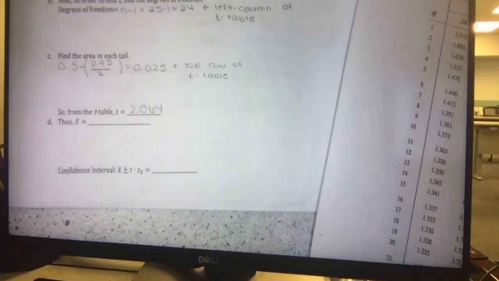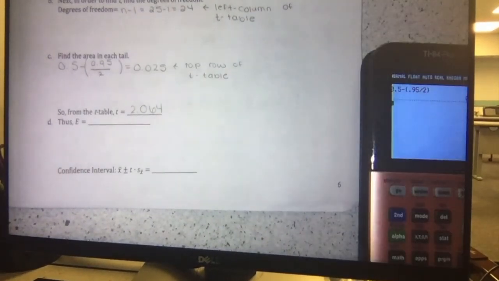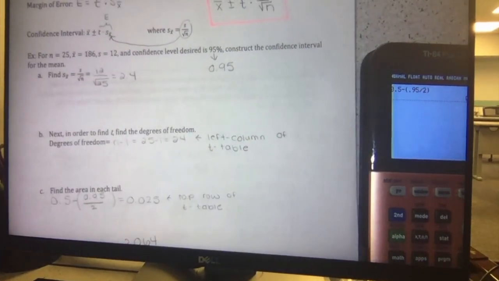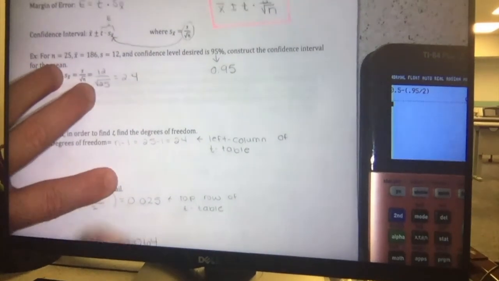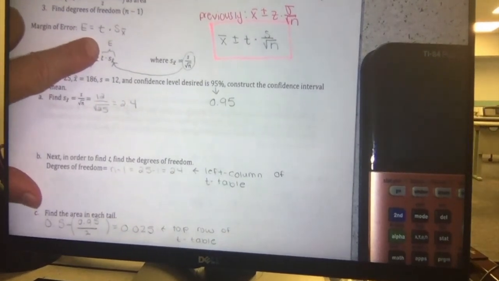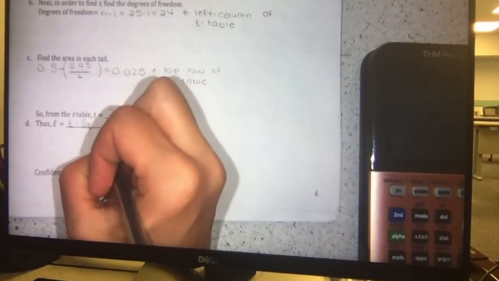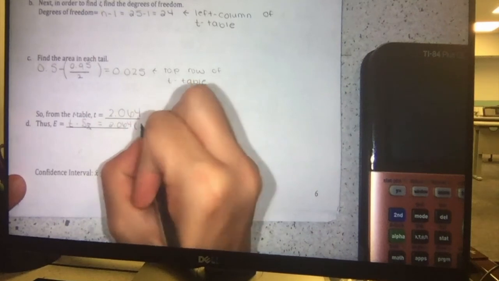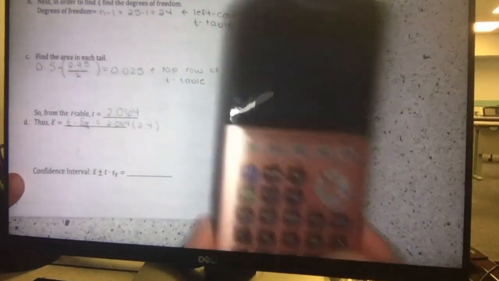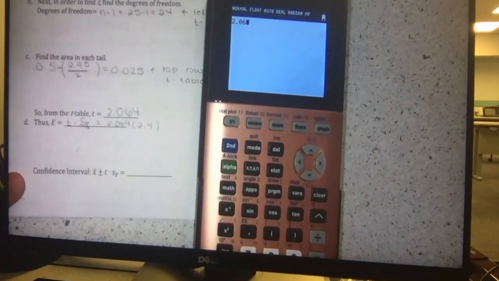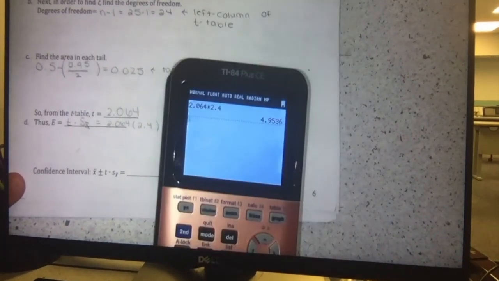And now it's exactly like Z, but now we just have T. So that means our error is T times S over the square root of N. Or our error is T times S of X bar, which we already found, so that's why I didn't want to do it the long way. So our T is 2.064 times our 2.4, which we found in part A. 2.064 times 2.4 will give us 4.9536.